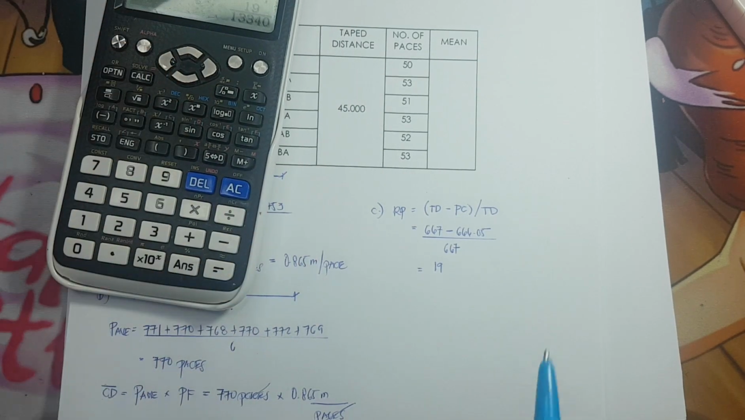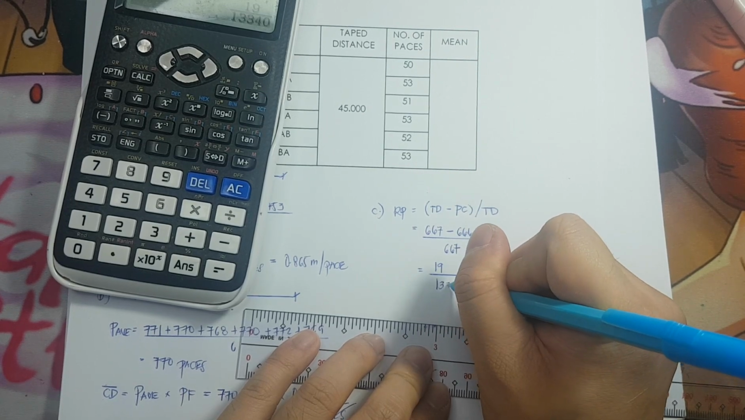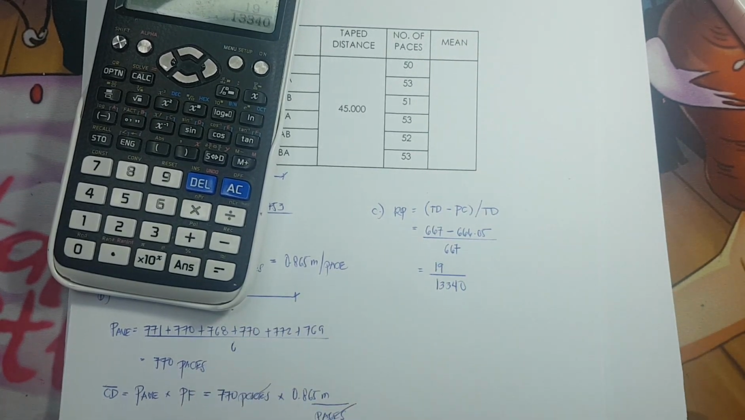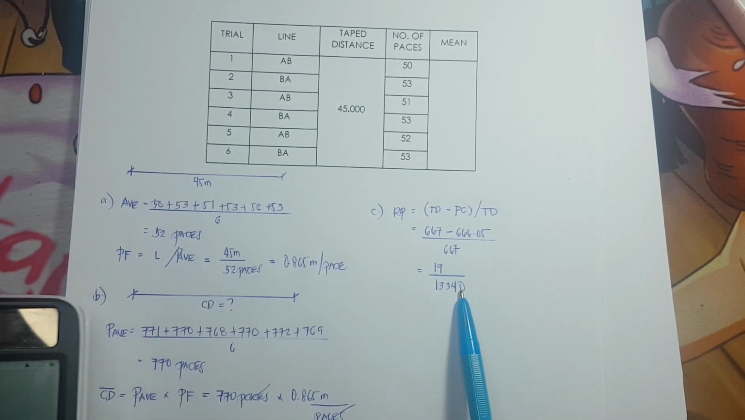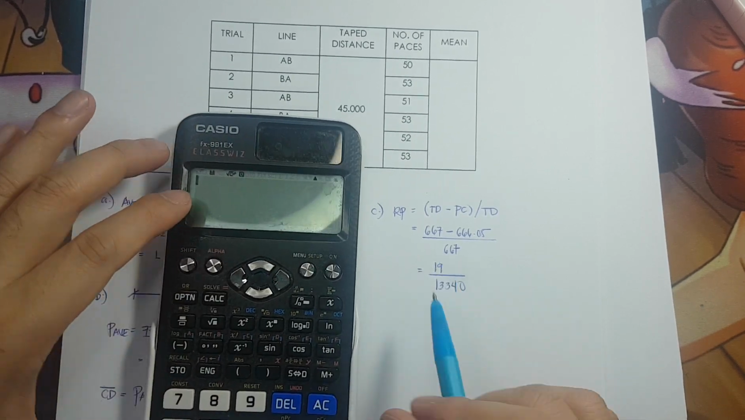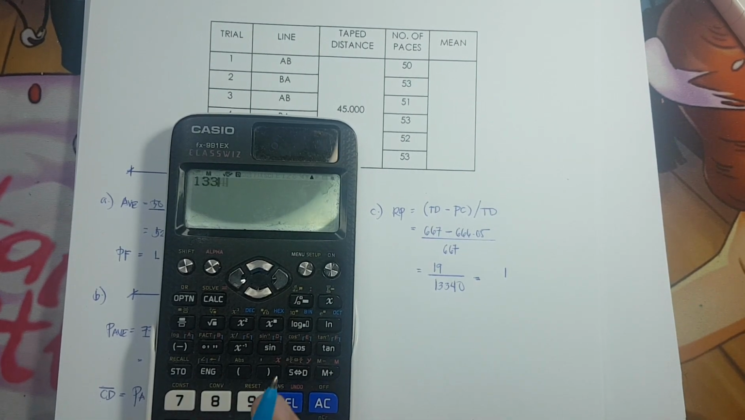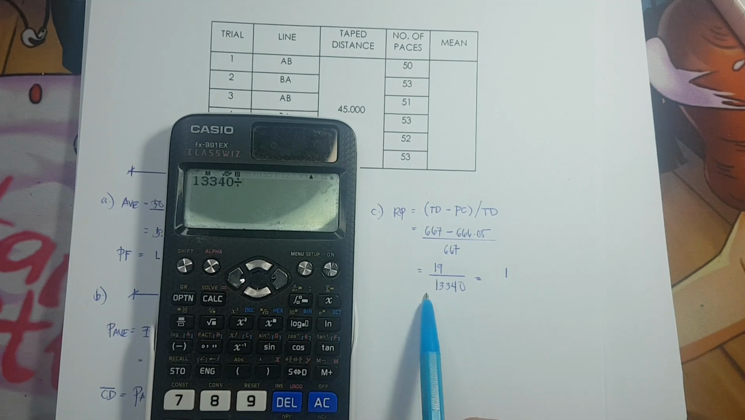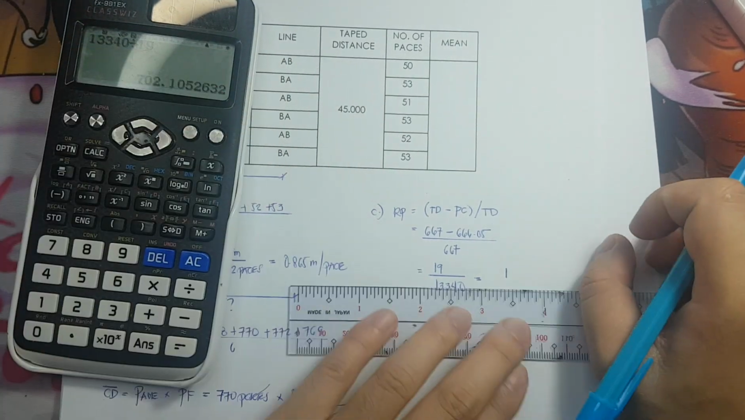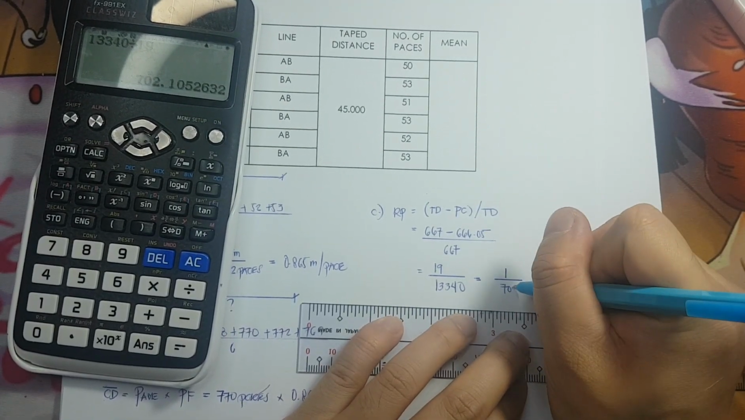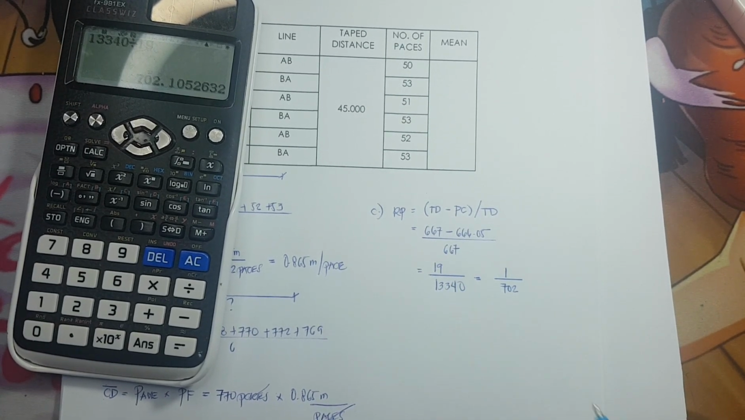Okay, so we have 667 minus 666.05 over 667, and that is equivalent to 19 over 13,340. And we need to convert this into 1 over its denominator. So 1 divided by 19 is equivalent to 1, then 13,340 divided by 19 is 702. So the relative precision is around 1 over 702.